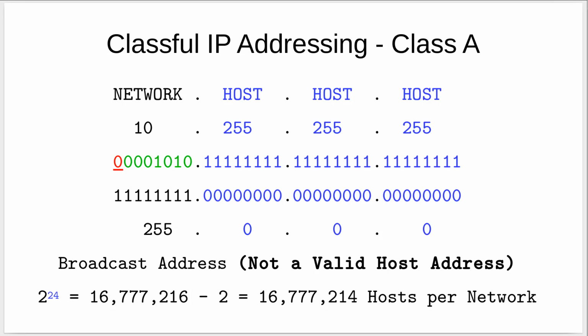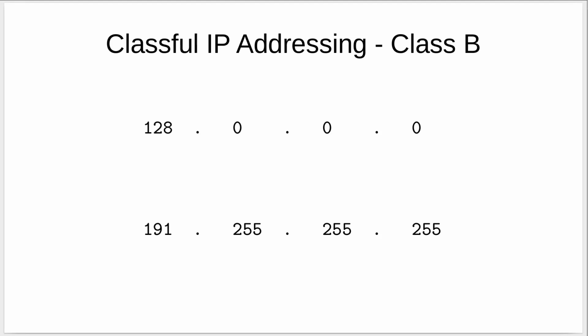Okay, we've gone a little bit deep on the Class A's, so we'll speed up a little bit on the B's and the C's and the D's and the E's. So moving on, the Class B address starts where the Class A finished, 128.0.0.0. Goes all the way up to 191.255.255.255. How do we generate those particular numbers?